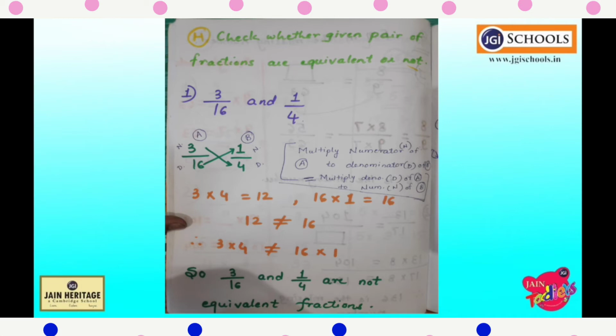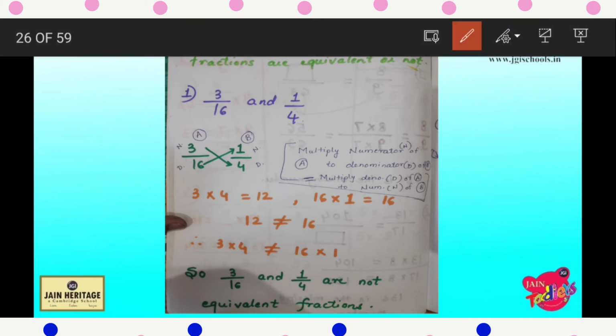Pay attention here properly. See, one fraction is 3 by 16. Okay, second is 1 by 4. So 3 by 16 and 1 by 4. It is A fraction, it is B fraction. It is the numerator of A, denominator of A, and it is the numerator of B and denominator of B. What will you do here? You have to multiply the numerator of A by the denominator of B. That is 3 multiplied by 4. This 4 from the denominator of B and 3 from the numerator of A. Okay, so 3 4s are 12.